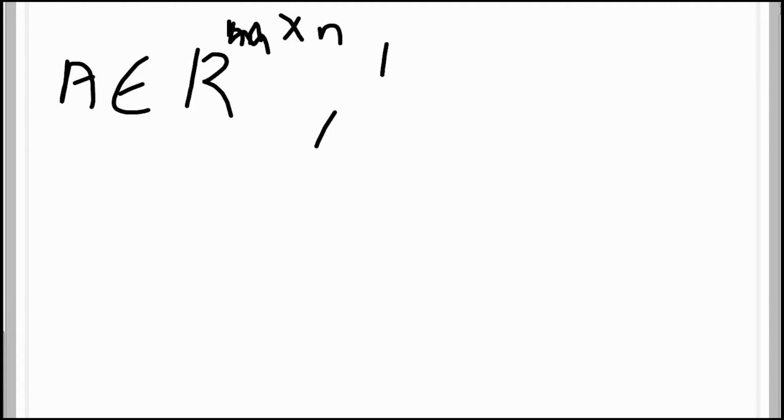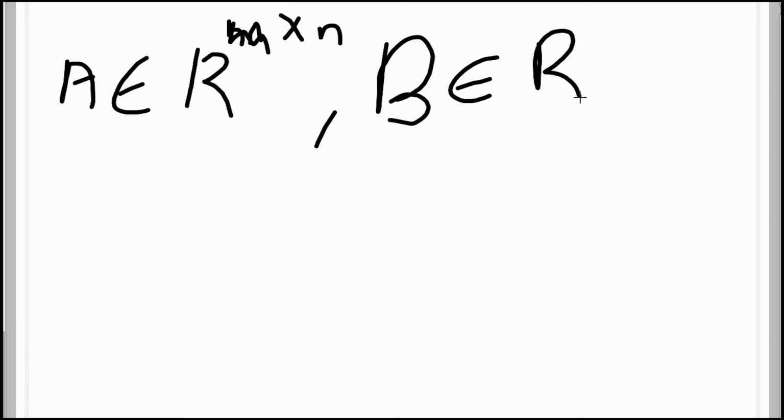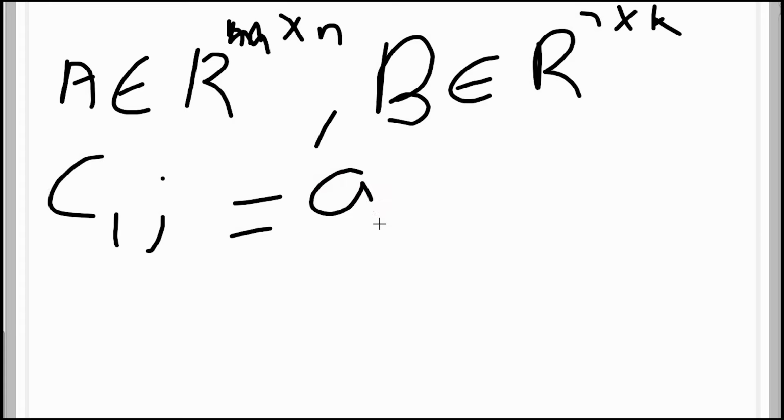So A is an element of the real number system of m by n, and our B is an element of the real number system of n by k. So element Cij is equal to, that's element Cij will be equal to element Aij plus element Bij.